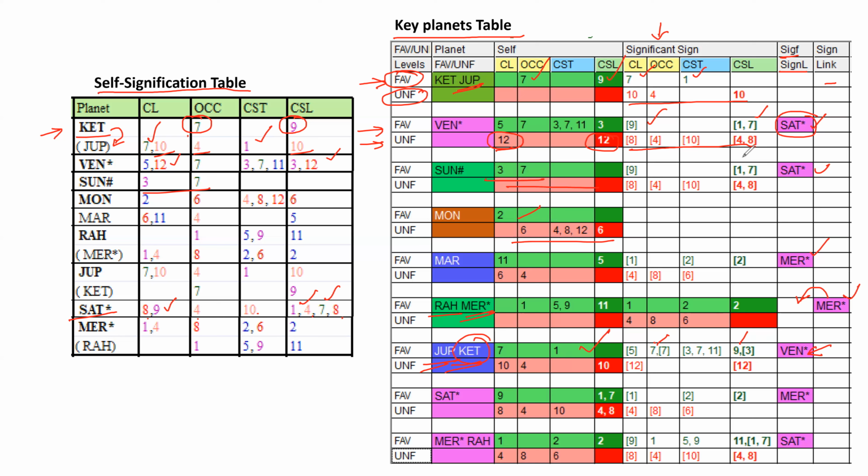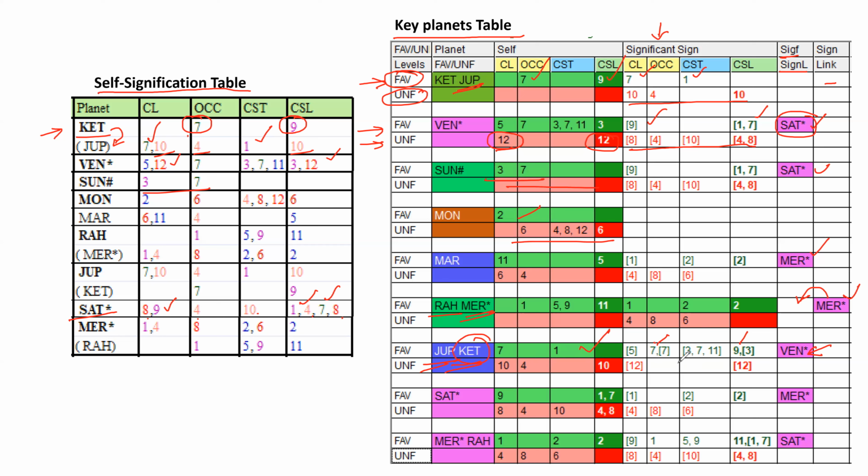I already told you the significant sign lord houses are shown within bracket, and the second planet of the node planet is shown without bracket. So this Jupiter has the second planet Ketu, and also the significant sign lord Venus. So Venus houses are shown within bracket, and Ketu's houses are not shown within bracket. I think you are able to understand this point.